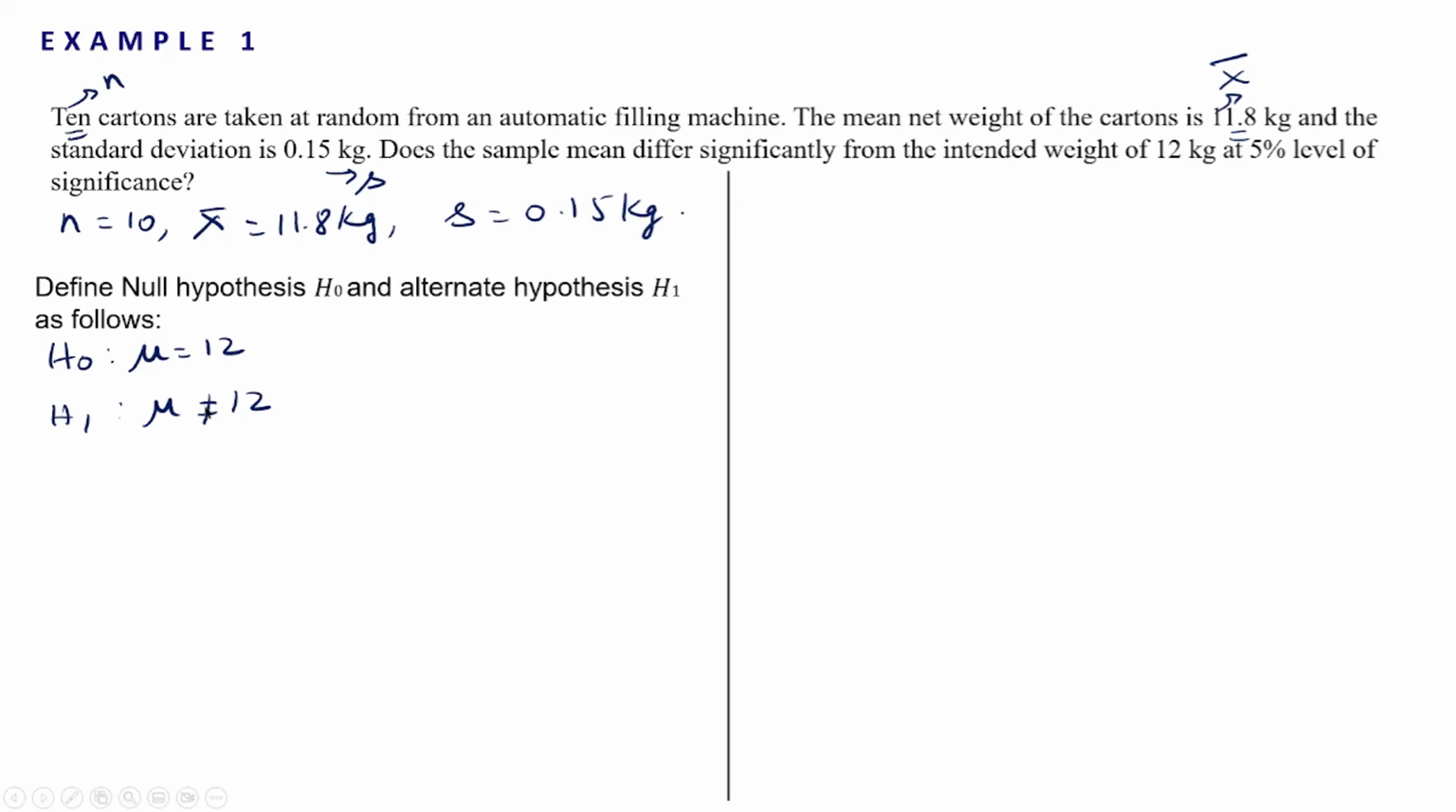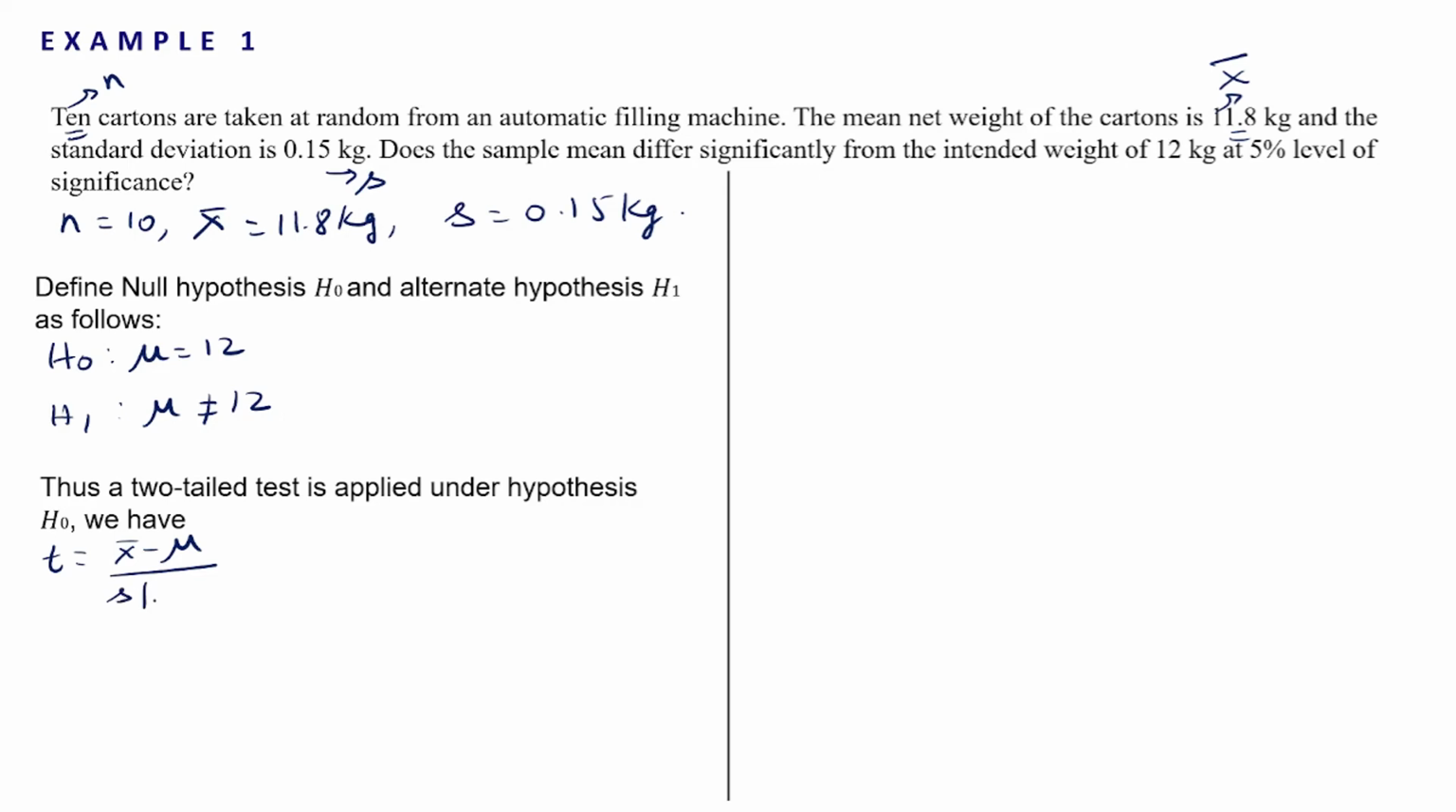Usually the null hypothesis is a statement of no difference. So there is no difference between the population mean and 12 kg. Here we have H0 as mu equal to 12 and H1 as mu not equal to 12. By seeing this, we can see that it is a two-tailed test. Thus, a two-tailed test is applied. Under hypothesis H0, we have t equal to x bar minus mu upon small s upon root of n minus 1. So it is x bar minus mu upon small s into root of n minus 1.